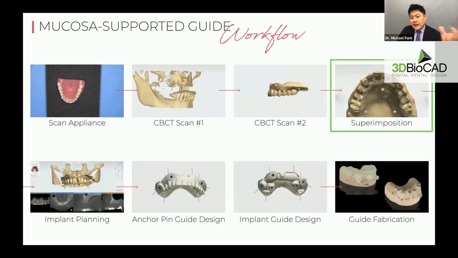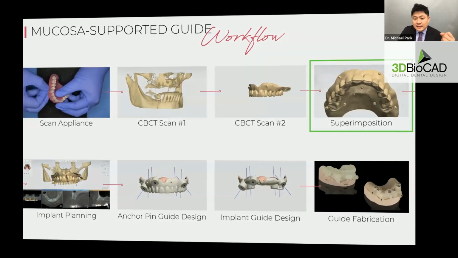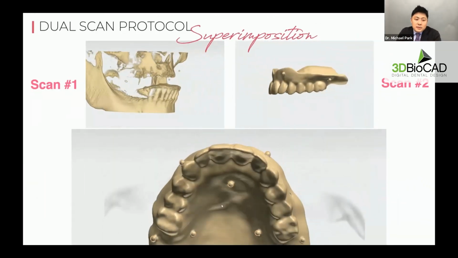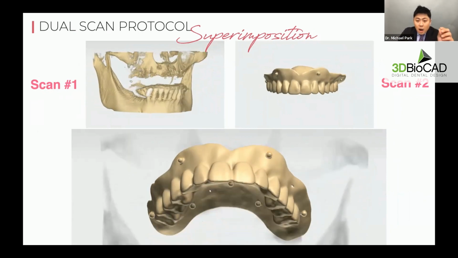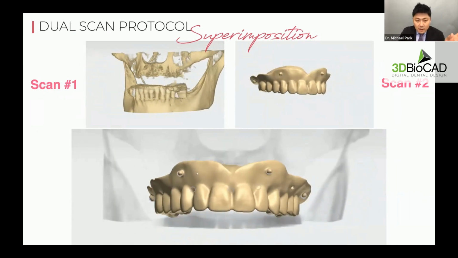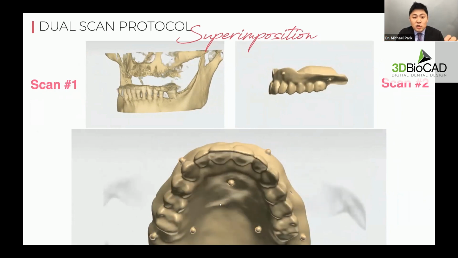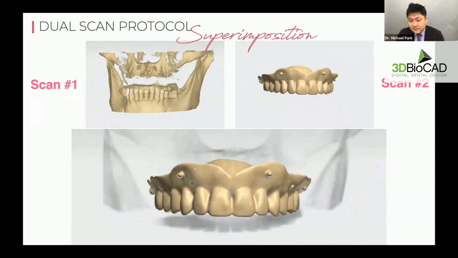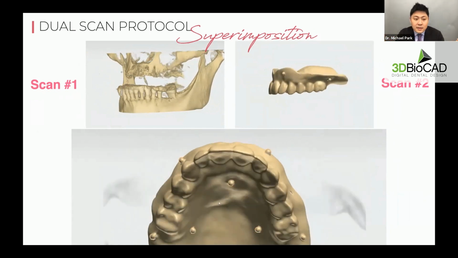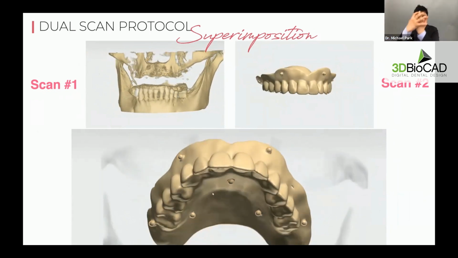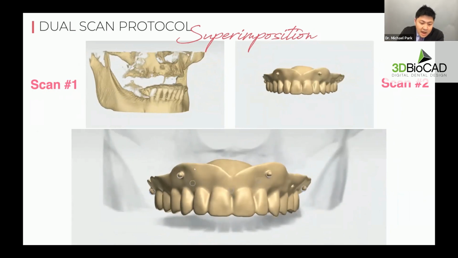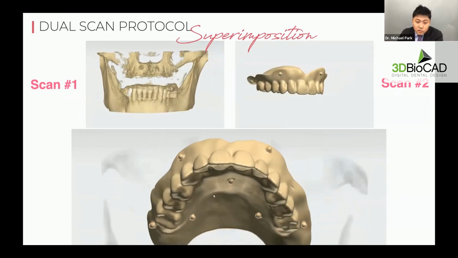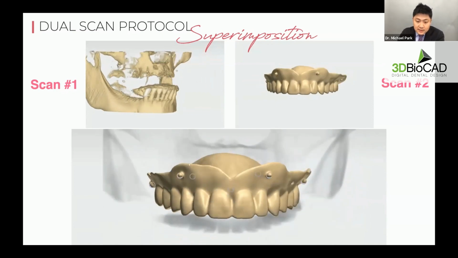Okay, now that the data acquisition is done, the next step is to superimpose these images together. The common reference points that we have are the fiducial markers. We see the fiducial markers on scan 1, and of course we see them on scan 2, and then we can use these as common points and superimpose these images together. The 3Shape software will automatically do this for you, but of course if you do want to adjust it, you can manually adjust it as well.